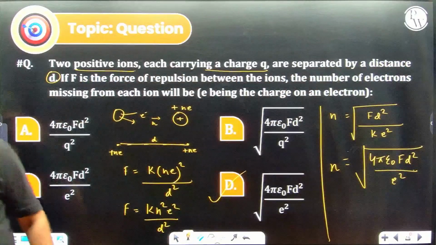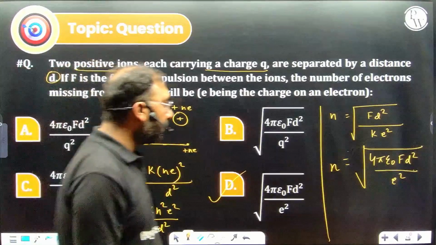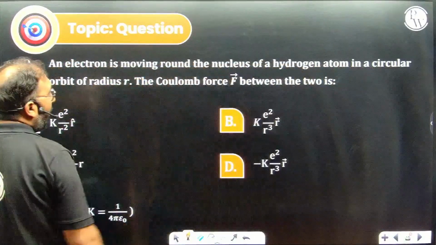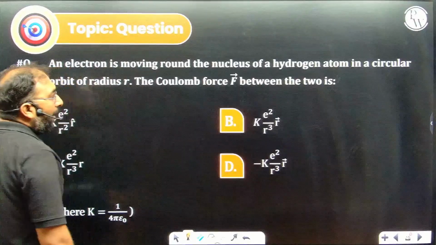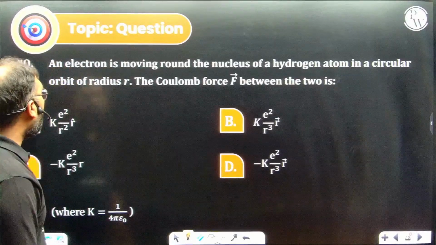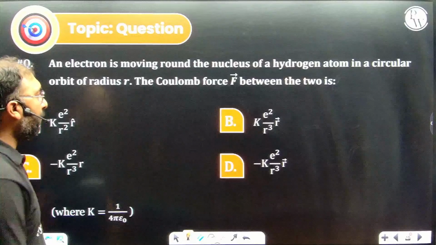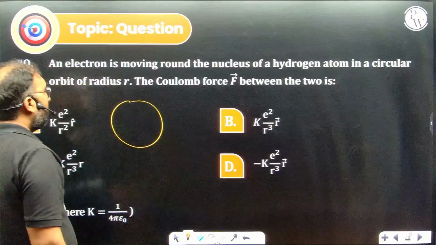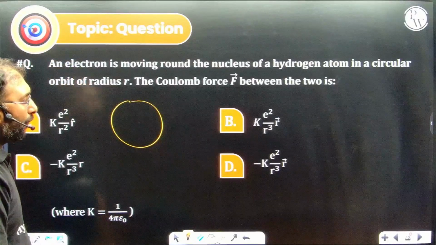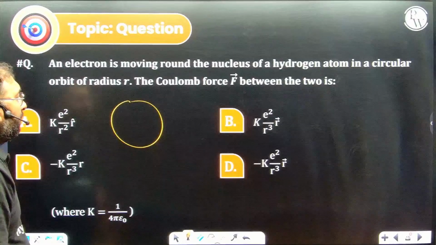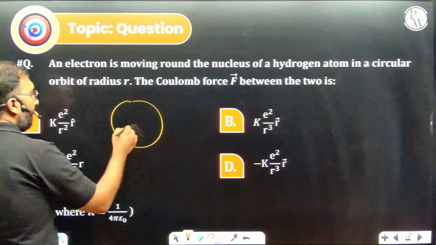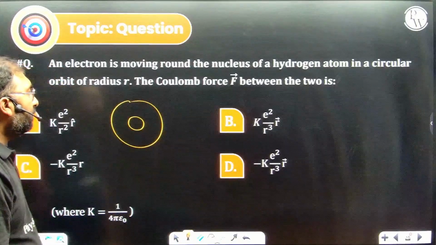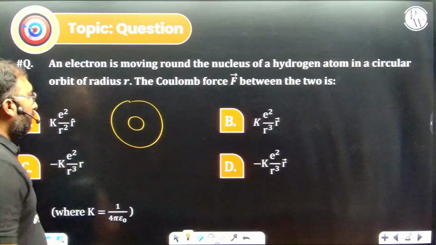Moving to the next question. It's written that an electron is moving around the nucleus of a hydrogen atom in a circular orbit of radius r. The Coulomb force F between the two is. So let's say this is the situation. An electron is moving around the nucleus of a hydrogen atom. So let's say this is the nucleus. So the nucleus is positively charged, and an electron is moving, right?